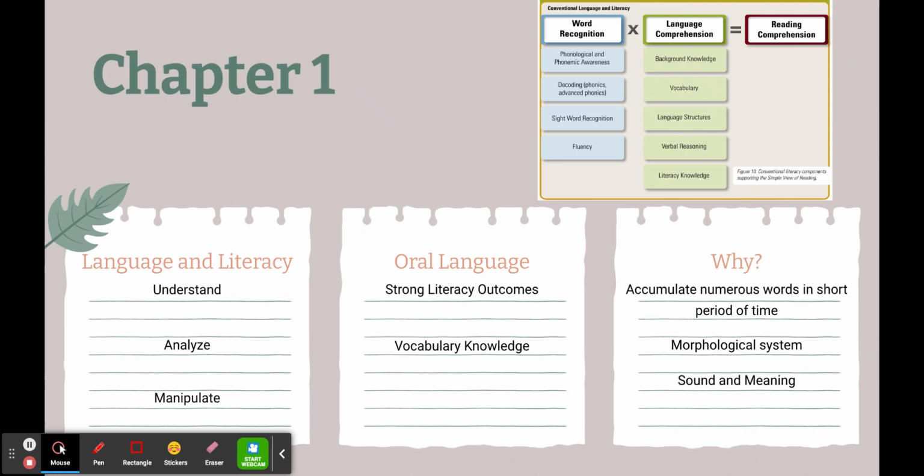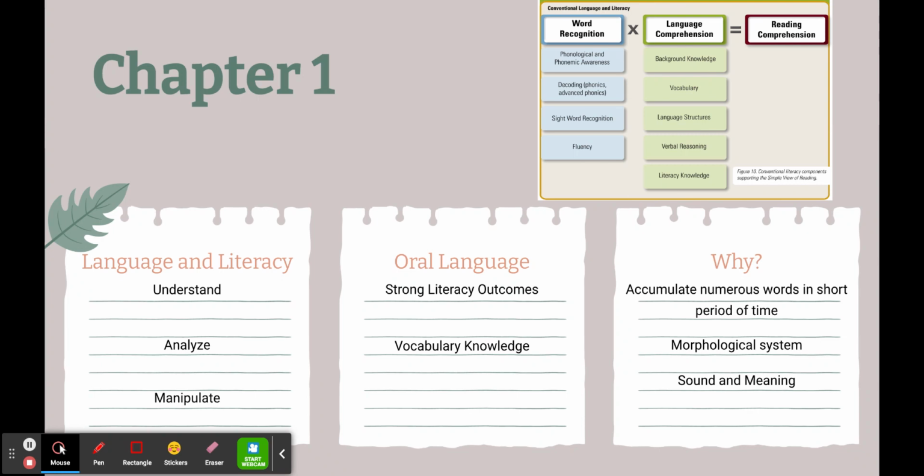Language and literacy knowledge are interconnected processes of skills. Students are successful when they are able to understand, analyze, and manipulate morphemes to help increase a student's ability to read and write. The stronger a student's oral language is, research suggests strong literacy outcomes. But many students, especially from low socioeconomic communities, lack vocabulary knowledge to help increase their literacy outcomes.